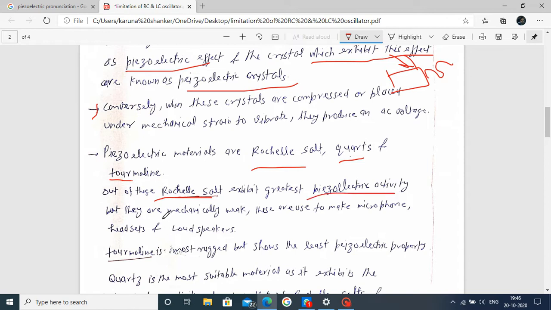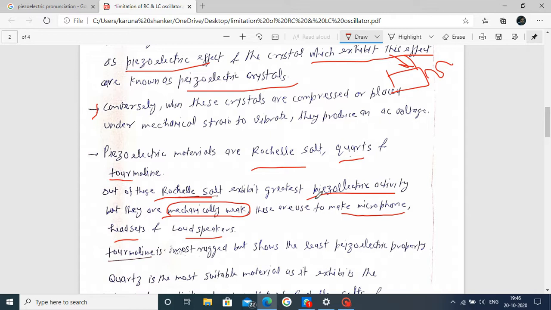They are mechanically weak. The disadvantage of Rochelle salt is that it is mechanically weak. It is generally used in the design of microphones, handsets and loudspeakers. Rochelle salt is used here, in the microphone, handset and loudspeaker, despite its mechanical weakness.